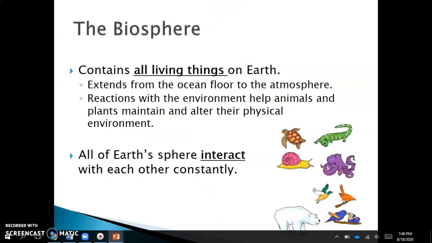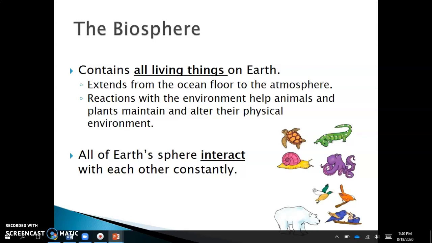And then our biosphere. If we break down biosphere, bio is a prefix that means life. So if we talk about the biosphere, this is pertaining to all the living things on Earth. So it extends from the ocean floor to the atmosphere. Reactions with the environment help animals and plants maintain and alter their physical environment. So the biosphere is where we see all of Earth's spheres interacting with each other constantly.